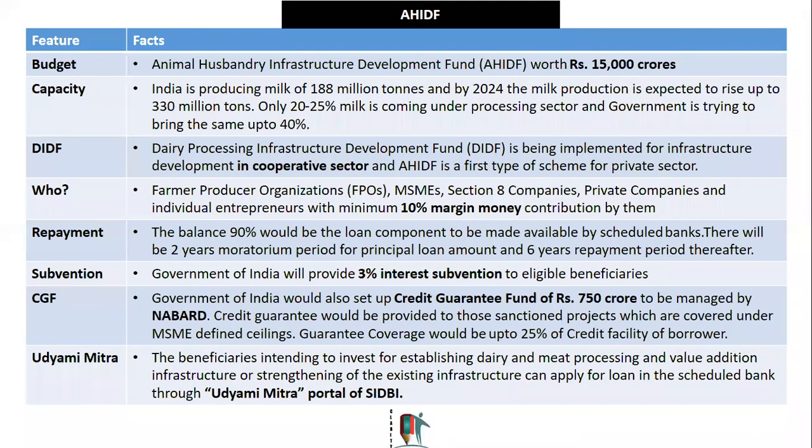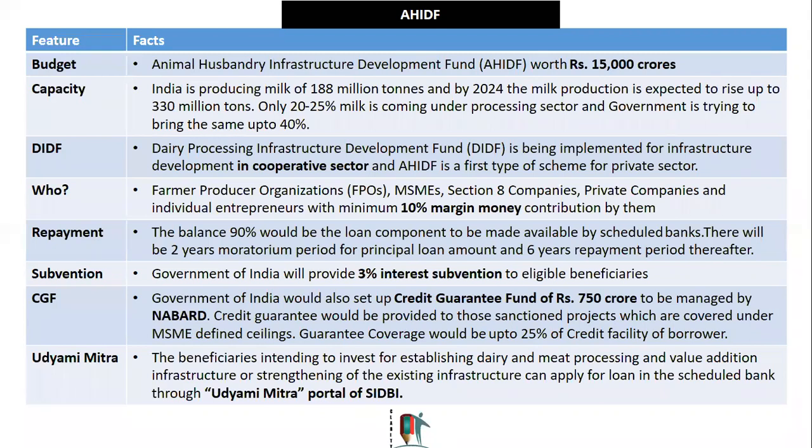Now coming to AHIDF, a very important scheme. I think they will definitely give a question this year from this scheme, that is AHIDF. AHIDF से जरूर वो क्वेश्चन देंगे इस साल. I think you try to cover this in a crisp and important way. Budget for this is 15,000 crore rupees. ठीक है. Capacity कितना है? India is producing milk of 188 million tons as per this. The main important point you need to remember is DIDF.